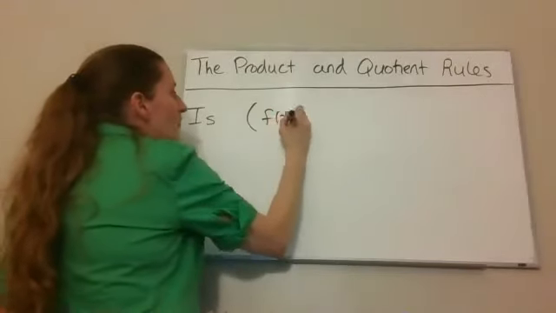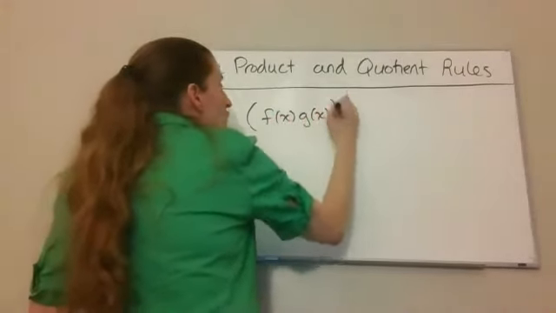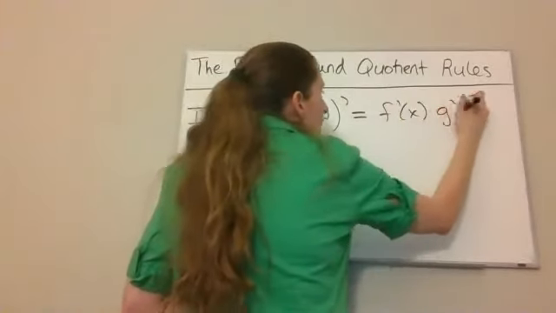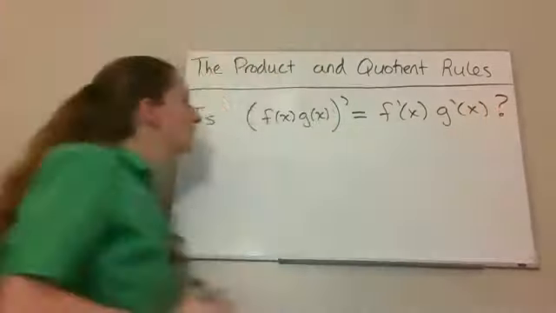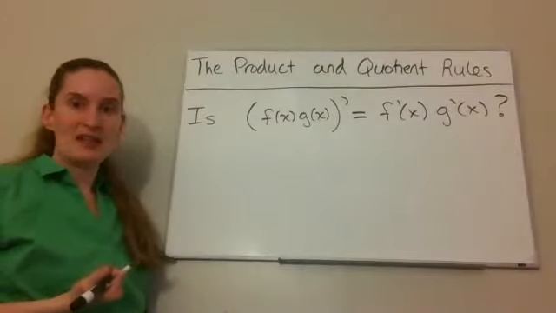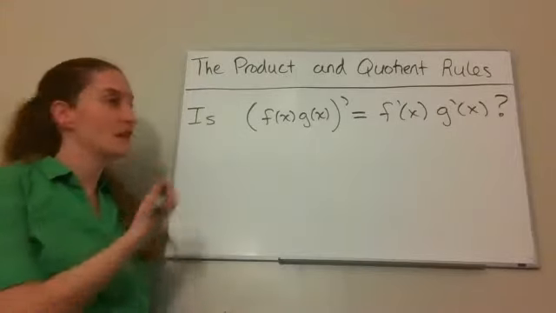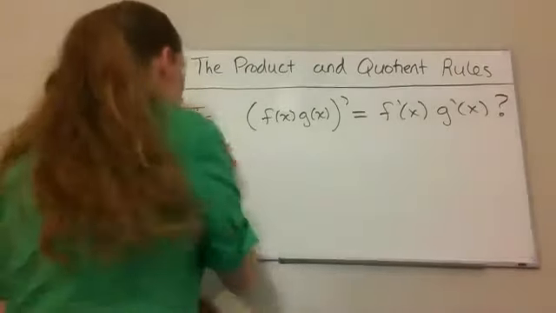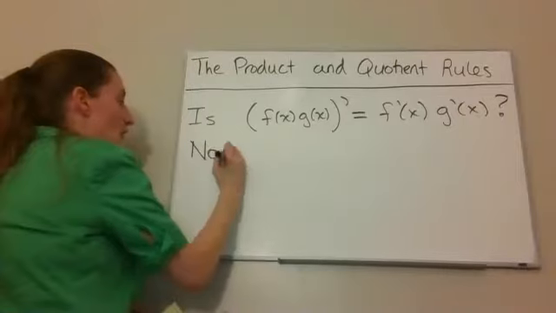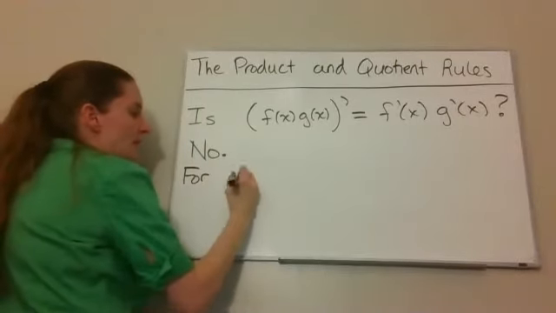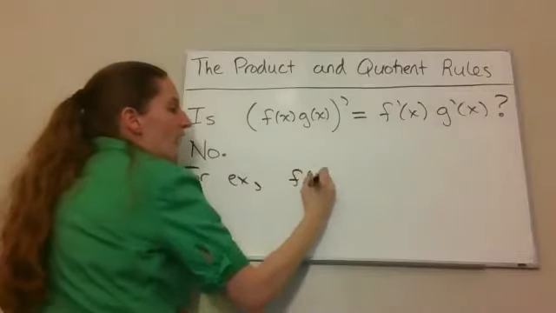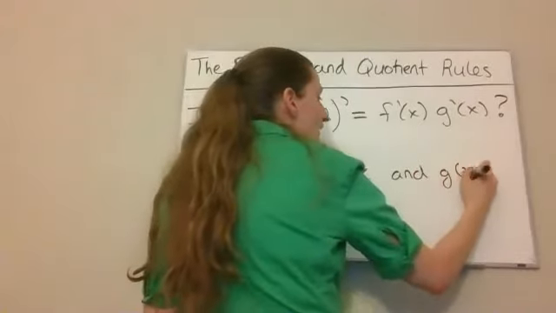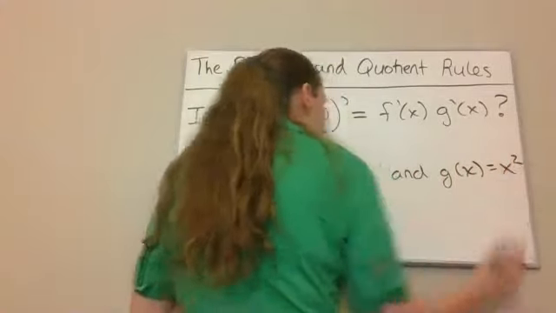Is the derivative of f times g equal to the derivative of f times the derivative of g? Your first instinct might be that, yeah, that makes sense, but unfortunately, this is not a true statement, and I'm going to show us an example of why this does not hold. So you would say no, and for example, let's use f of x equals x and g of x equals x squared.